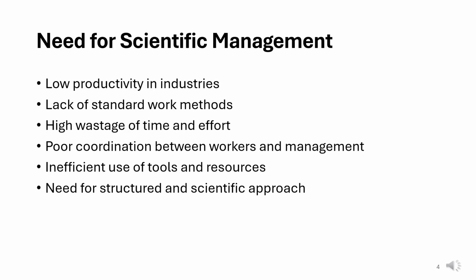Before scientific management, industries faced several major problems. Productivity was low because there were no standard methods for performing tasks. Workers used their own techniques, which often led to inefficiency and inconsistency. There was also a lot of wastage of time, effort, and resources due to poor planning. Another issue was lack of coordination between workers and management, which created conflicts. Taylor introduced scientific management to bring structure, efficiency, and better utilization of resources.